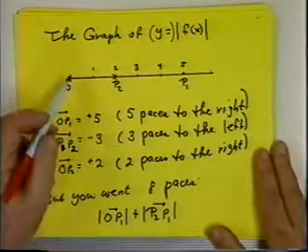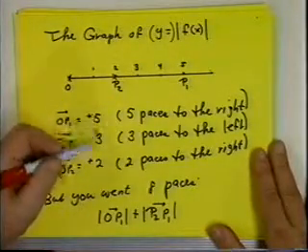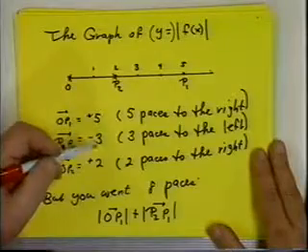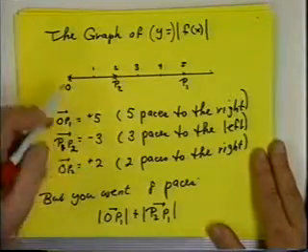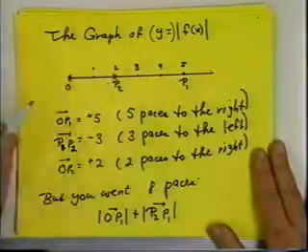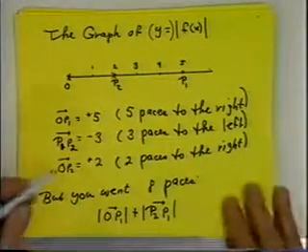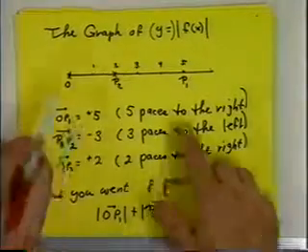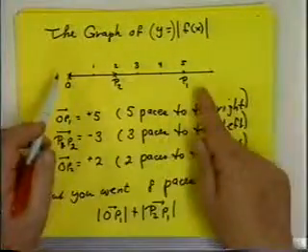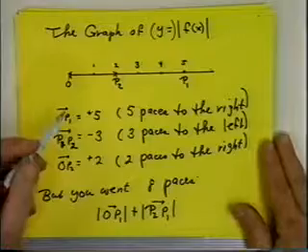You see, if I just take these two and add them algebraically, positive 5 plus negative 3 adds up to positive 2. That tells me where I am relative to my starting point. But it doesn't tell me how far I went. To find out how far I went, I have to count what? The 5 that I went to the right plus the 3 I came back to the left.